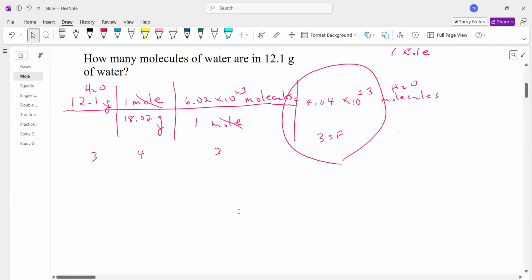Okay, so let's do some more problems here. Three sig figs. Now, I put that on all my answers, the sig figs, just for clarity. And you can do that if you want. You don't need to, though.